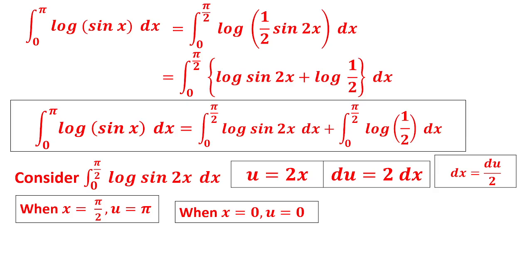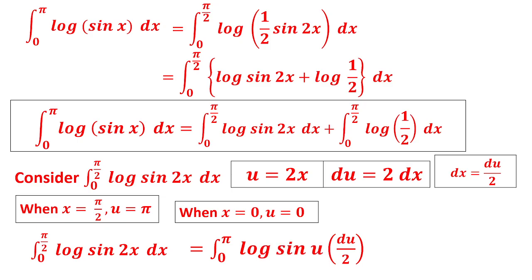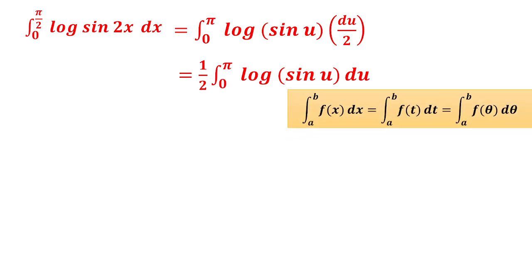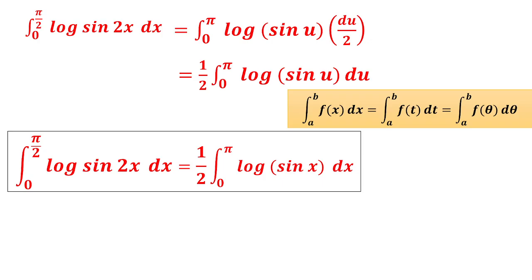When x is equal to pi by 2, the new variable is pi. When x is equal to 0, the lower limit of the new variable is 0. Therefore, it will become integral 0 to pi log sin u du by 2. Take half outside: half into integral log sin u du. Now once again we are using property number 1, that inside the definite integral you can change the variable as per your convenience. I am changing u into x. Now you started with integral 0 to pi by 2 log sin 2x dx, and end up with half into integral 0 to pi log sin x dx.